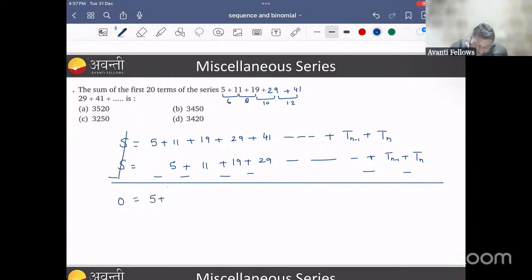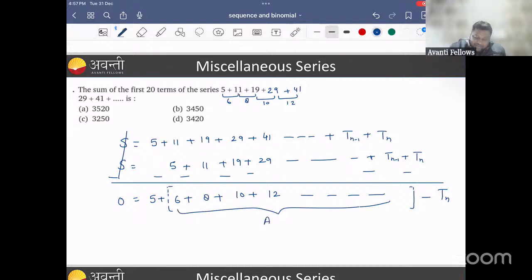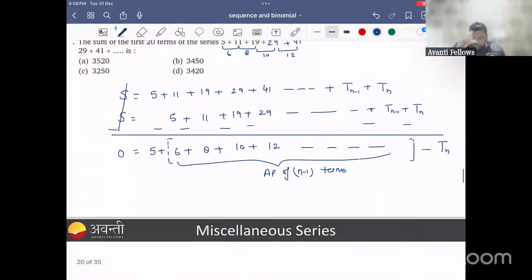Now see, differences are occurring from this. So 6 plus 8 plus 10 plus 12 up to, differences are occurring up to this term. And separately you have minus Tn. So from there till here, there are total n terms. Now 5 you separated out, so from this to this is an AP of n minus 1 terms. Yes or no? So bring this T1 to the left side, Tn. So your Tn is 5 plus this AP.